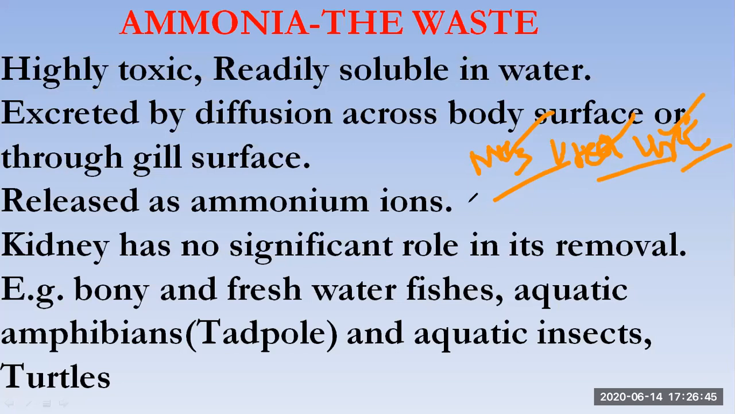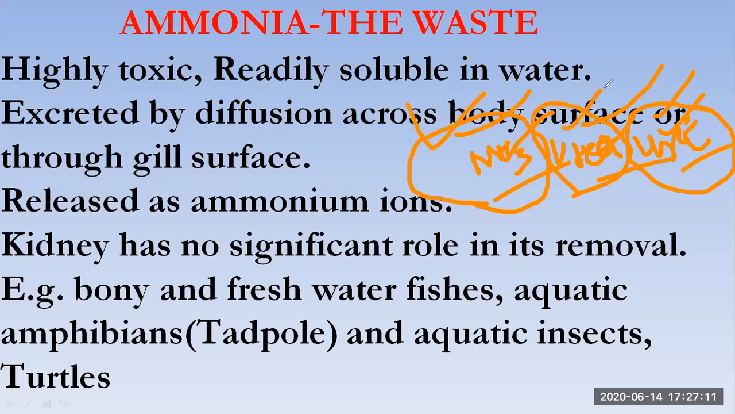If we check the solubility, the maximum soluble substance is ammonia, then urea, then uric acid. Uric acid has very low solubility. Another basis is toxicity. The most toxic substance is ammonia, then urea, and uric acid is the least toxic. So maximum toxicity is ammonia, then urea, then uric acid.